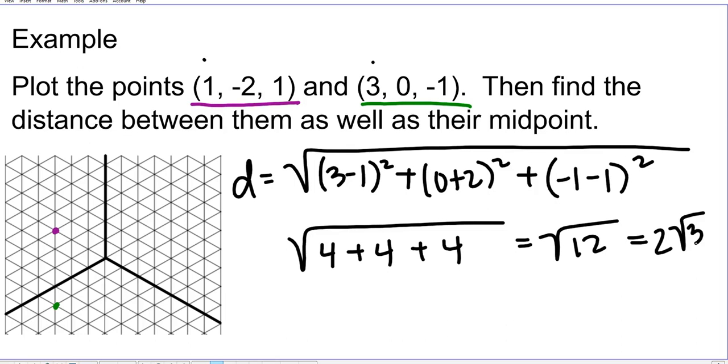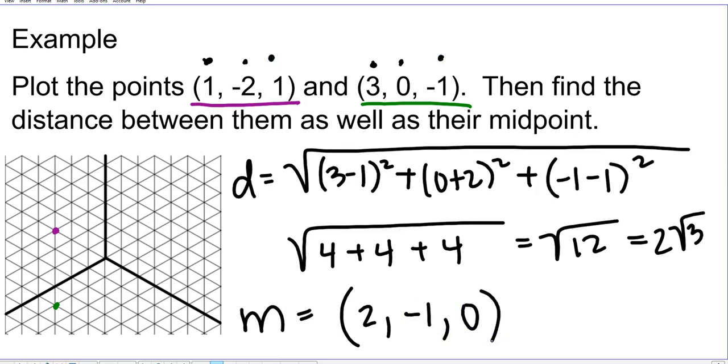Okay, and then if I want to find the midpoint, what do I do with x, y's, and z's? Average them. So the average of 1 and 3 is 2. The average of -2 and 0 is, what's right in between -2 and 0? -1. And then the average of 1, what's right in between 1 and -1? There we go, that's it.